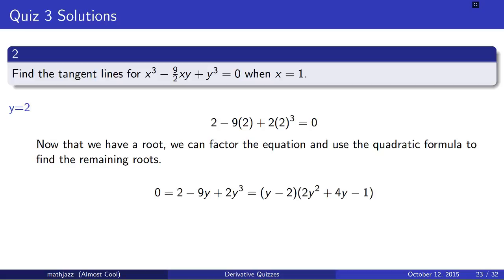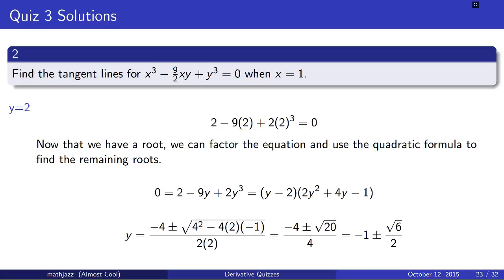So we factor out y minus 2 from our polynomial 2 minus 9y plus 2y cubed, and we get y minus 2 times 2y squared plus 4y minus 1. And we can use synthetic division or long division to do that. Or we can even do factoring by grouping to do that. And those will be topics for another video.